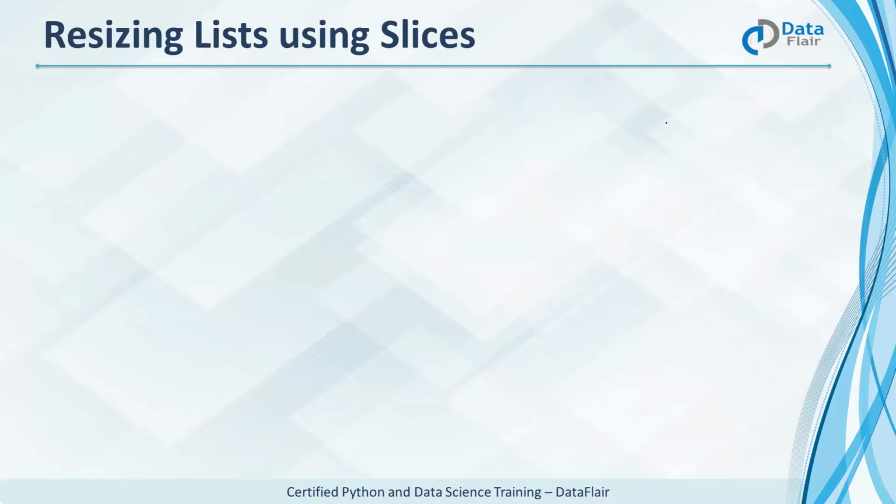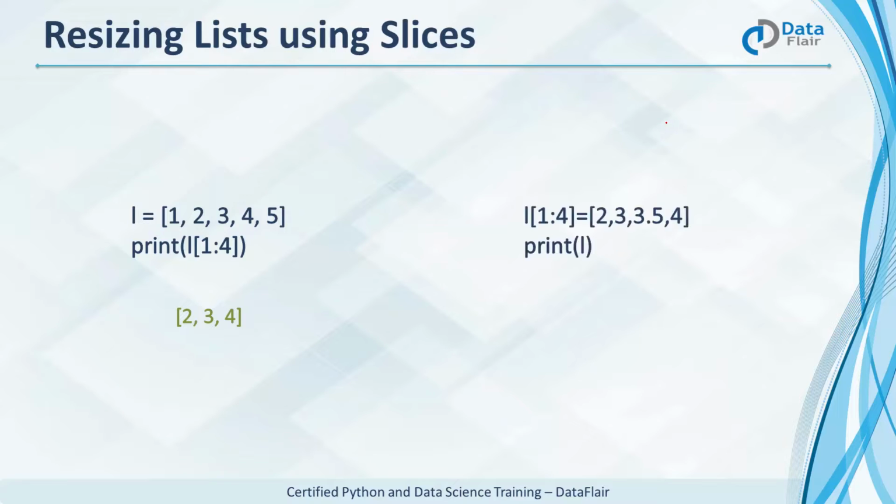We can also resize lists by slicing them. For this list, the slice 1 to 3 gives us the list 2, 3, 4. So what happens if we reassign to this slice? We reassign the values 2, 3, 4 to hold 2, 3, 3.5, 4 instead. Notice that this also increases the length of this list.